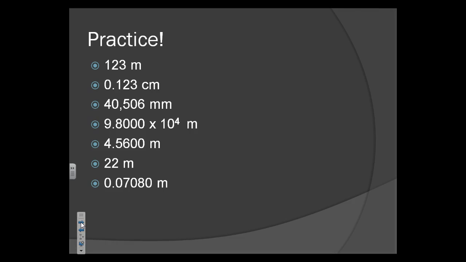All the rules combined in this one. See what you can guess. This one has 4 sig figs. These 2 zeros are not significant because they're leading zeros. This 0 is significant because it's sandwiched by the 7 and the 8. And this 0 is a trailing 0 in a number with a decimal, so it is significant. And these are our 4 significant figures. This number, again, deals with trailing zeros, but there's not a decimal anywhere in the number, so there are only 2 sig figs.